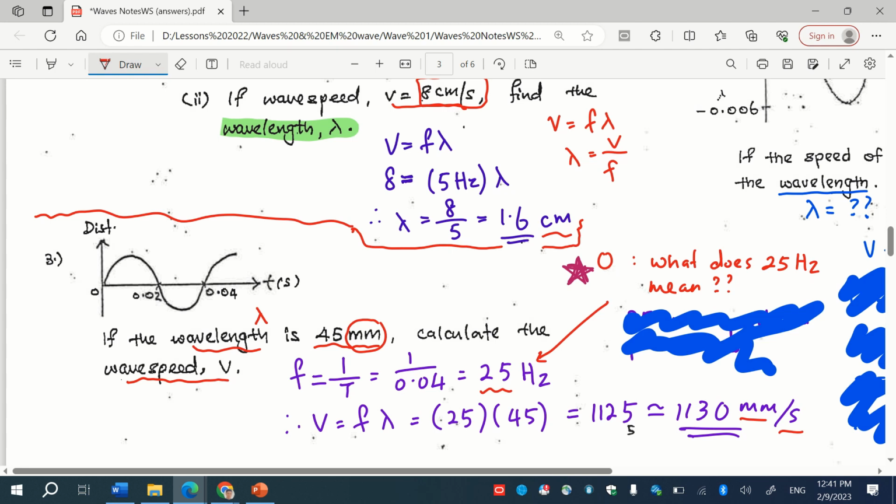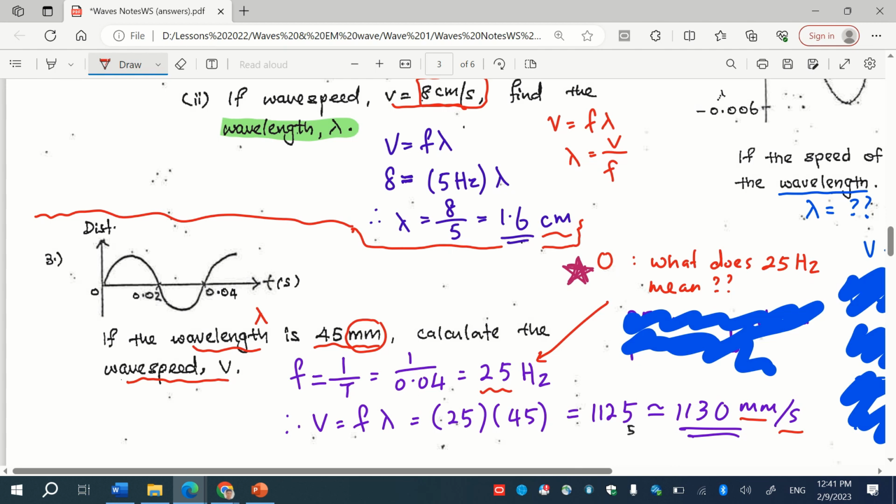You decide the units you want, because in O level, remember, when you enter the answer, it doesn't come with unit. You decide the units you want, unless the question says give your answer in SI unit for the speed. Then you need to convert the mm to meter, divide by 1000. Okay, becomes 0.045 meter, right?